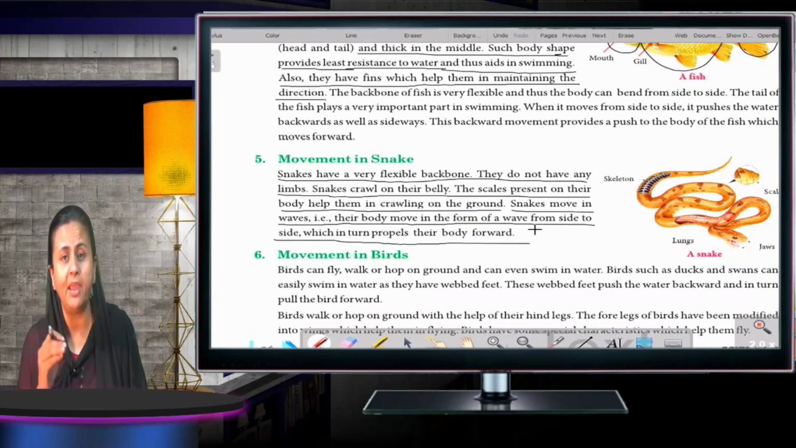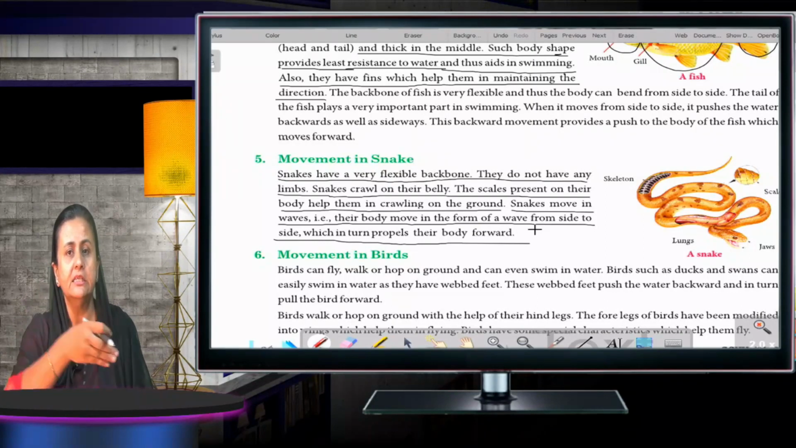Okay, they crawl on their belly and they never move straight. They move in a zigzag position.